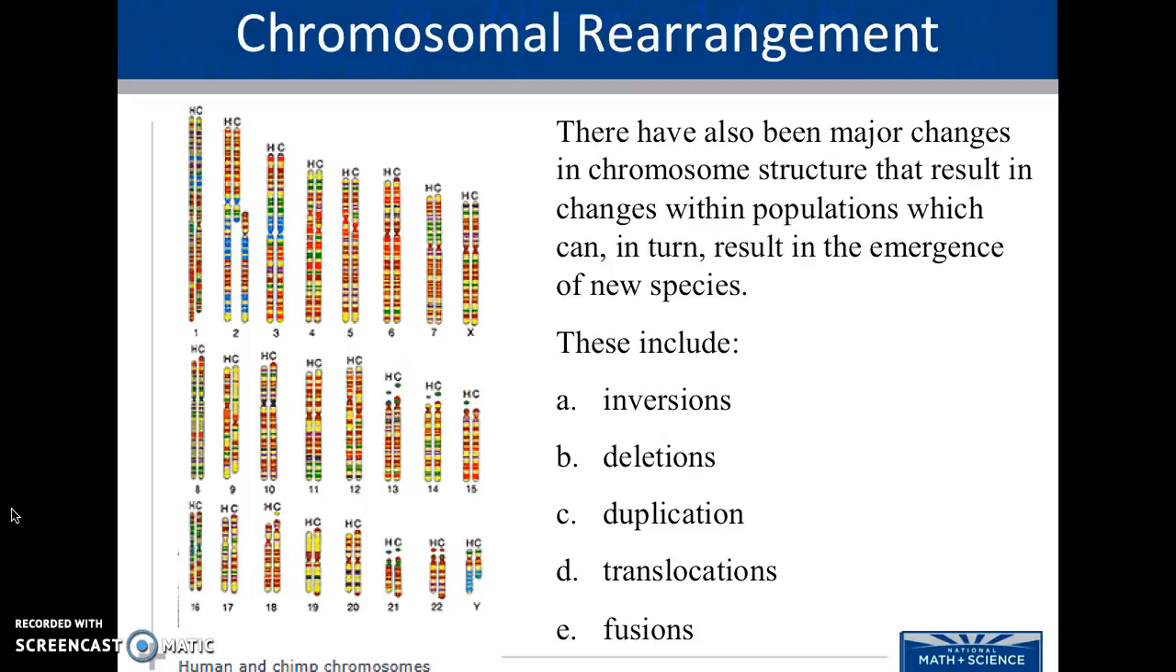When we talk about other mutations, chromosomal rearrangement is going to be a huge mutation as well. This can result in the emergence of a new species. There are these 5 different types that I will run through very briefly.